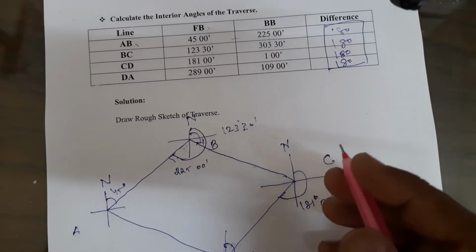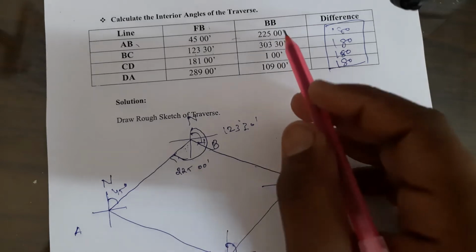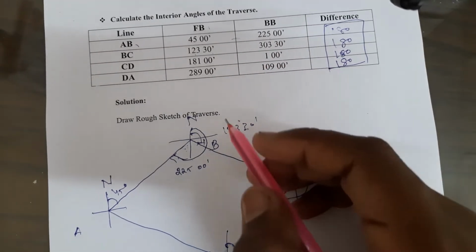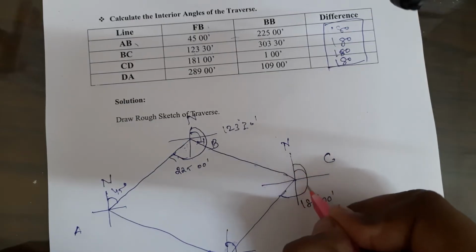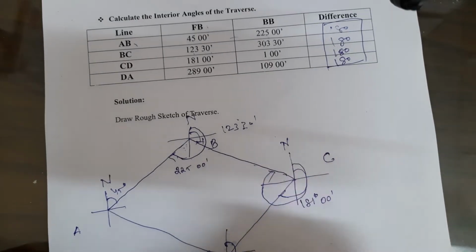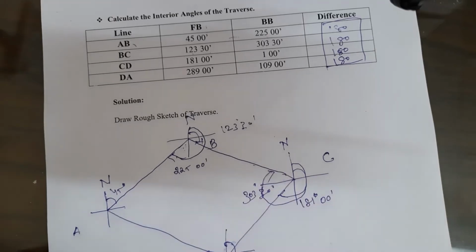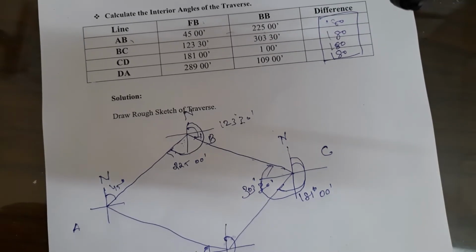Okay. Now the next one is 303. So 303 is in the fourth quadrant. Okay, so this is your line, 303 degree 30 minutes. Understood what is the difference between forebearing and back bearing? So that is your forebearing and back bearing.